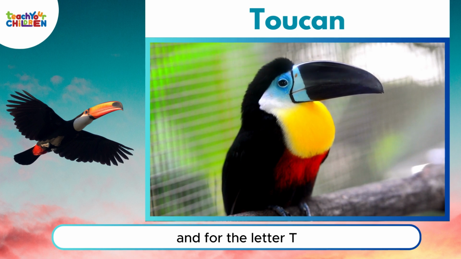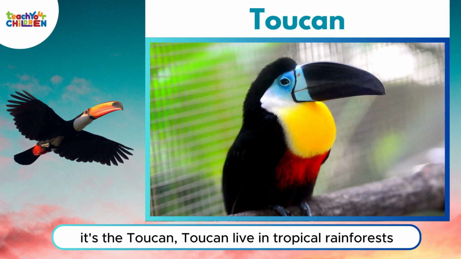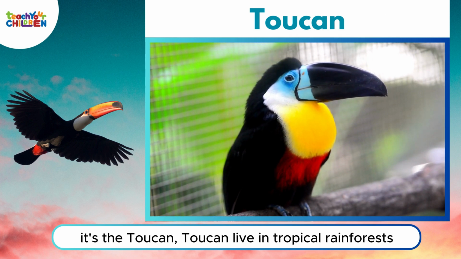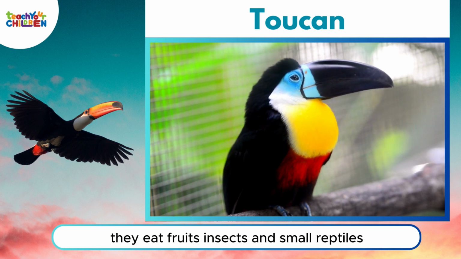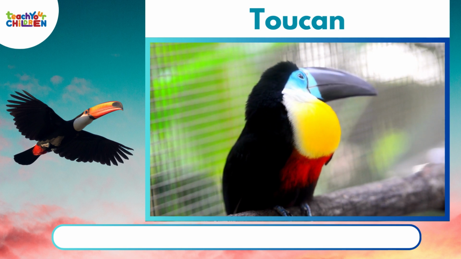And for the letter T, it's the toucan. Toucans live in tropical rainforests. They eat fruits, insects, and small reptiles.